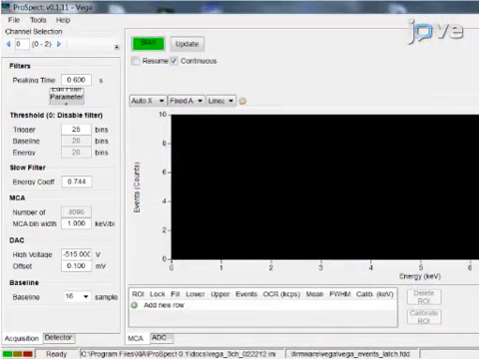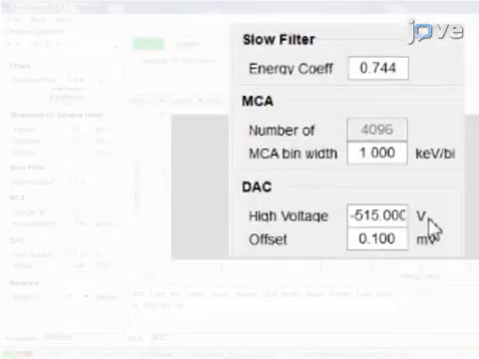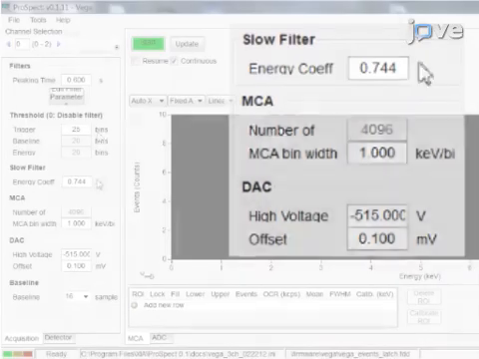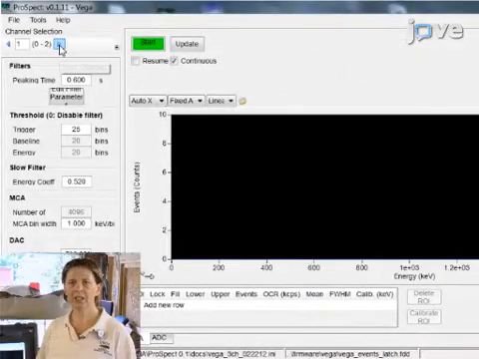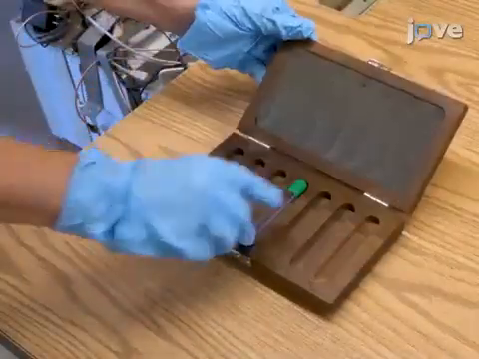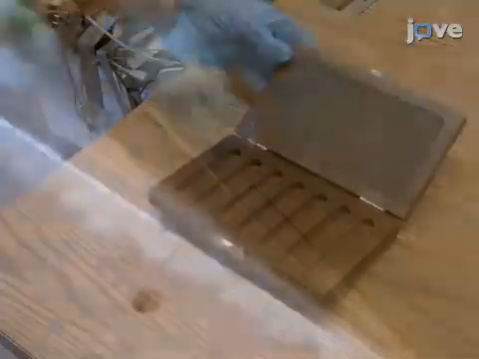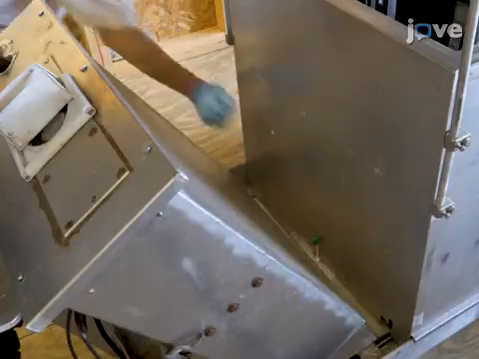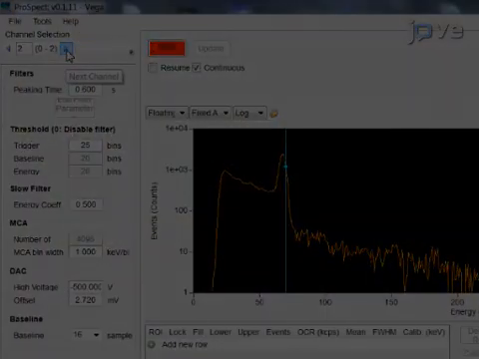For each detector, check that the DAC high voltage, the DAC offset, and the slow filter energy coefficient match previously defined values. It is critical for the functionality of the whole INS system that all detectors are operated in the optimal working regime. Then, position a cesium-137 source within 5 to 15 centimeters of all system detectors. Start acquiring spectra and check the position.